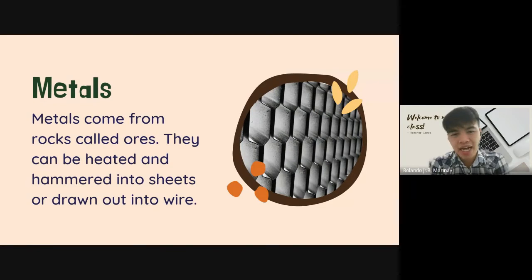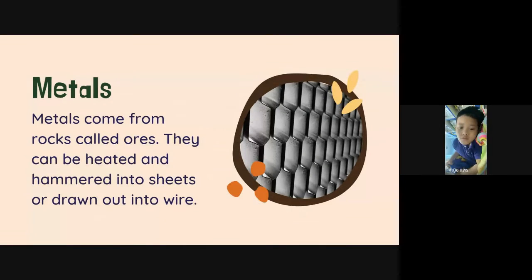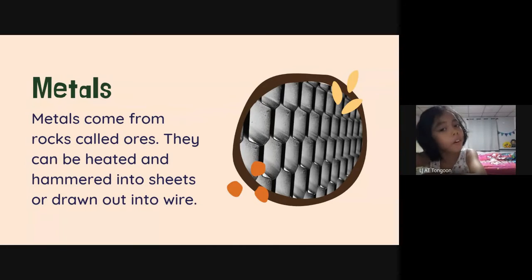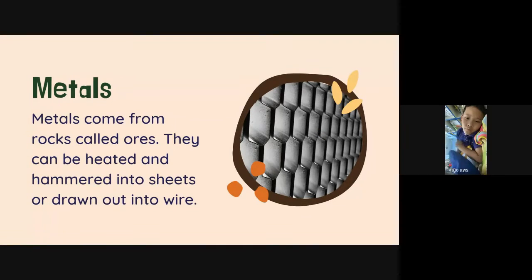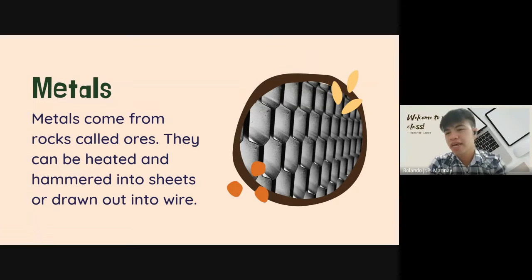are the metals. The metals come from rocks called ores. They can be heated and hammered into sheets or drawn out into wire. So we shape, or they shape, the metals by heating them, because when it's hot, it becomes flexible. They can bend it, they can make shapes with it. Those are metals.